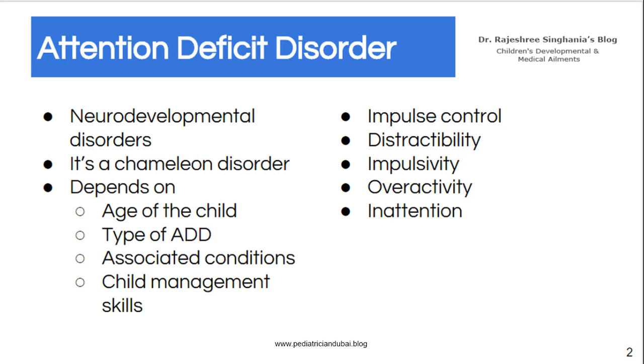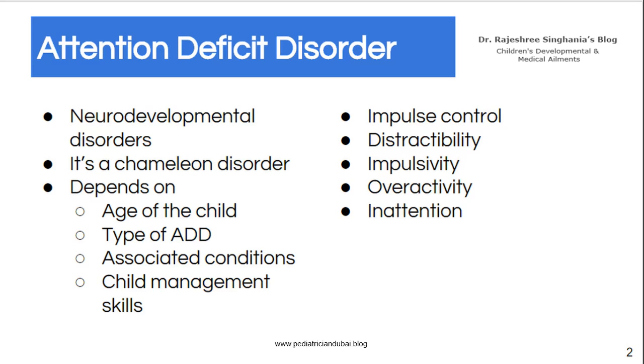As you all know, ADD or ADHD is one of the commonest neurodevelopmental disorders seen in children. It may be almost 10%. What is important and not known is the chameleon nature of the disorder. It changes, it is masked, and it doesn't present the way you think it should. Many kids are not hyperactive, and it all depends upon the type of ADD. It also depends on the age of the child.